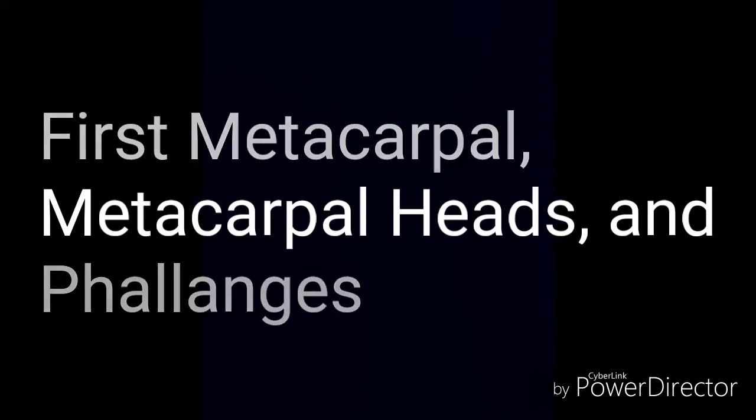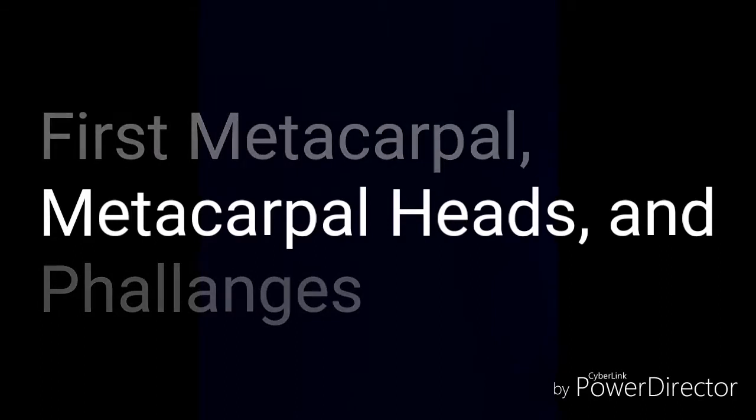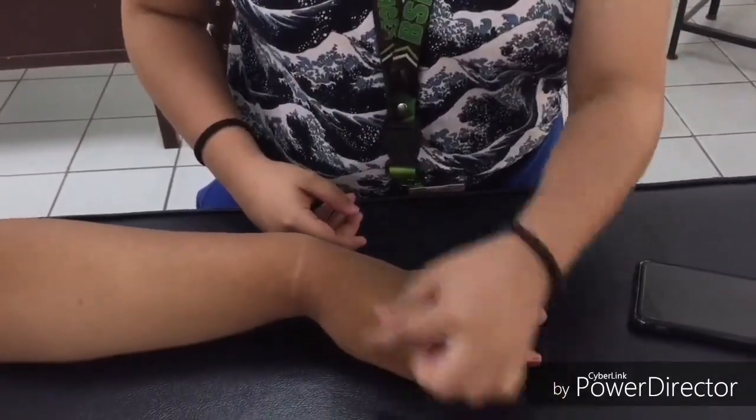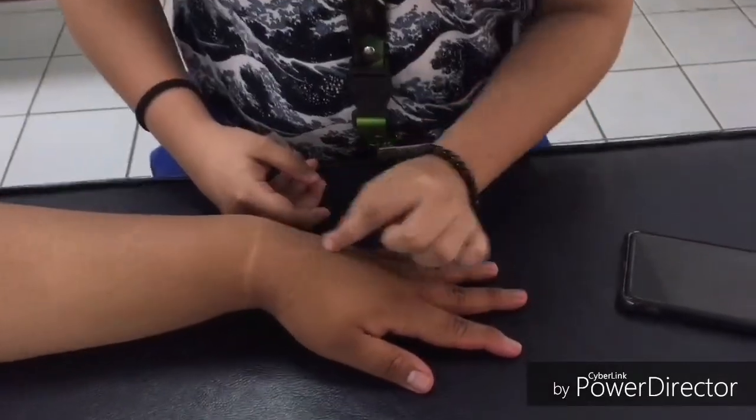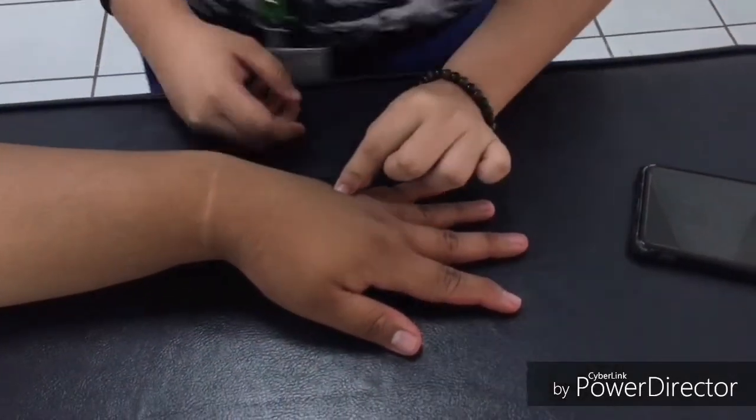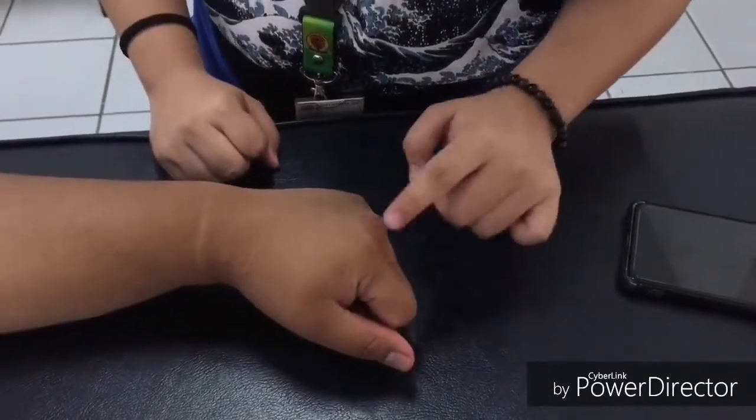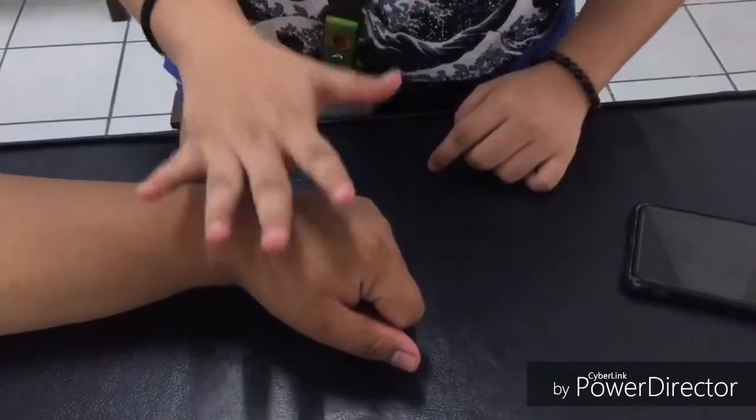Phalanges. There are 14 phalanges on each hand since the thumb has 2 and the other fingers have 3 each. The proximal and middle phalanges articulate in the proximal interphalangeal joint, and the distal and middle phalanges at the distal interphalangeal joints. Occasionally, you may find one finger palpably different from the others of the same hand.